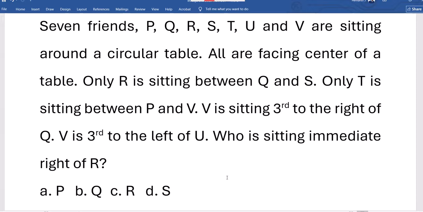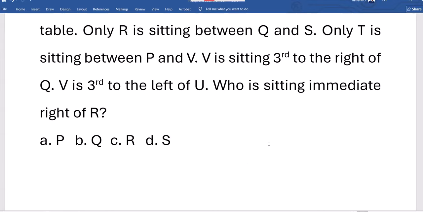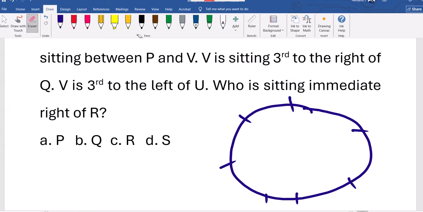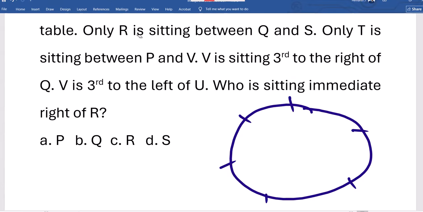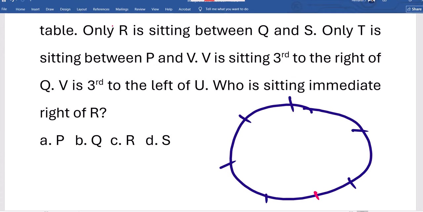Option D. Okay. We'll see. So 7 people, only R is between Q and S. And maybe long back we discussed, in seating arrangements, first we have to decide which statement has the person who is more in discussion, so that we can arrange that person first. The remaining can be connected easily.